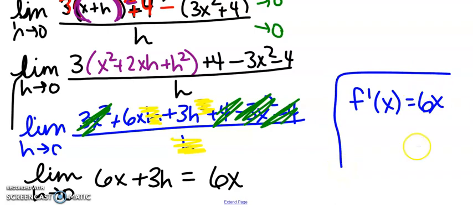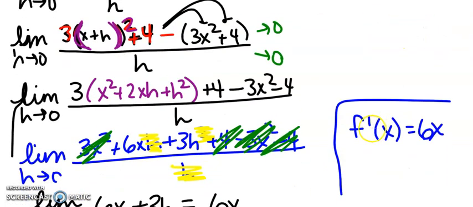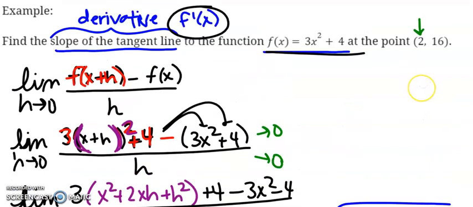I didn't want the derivative anywhere. I wanted to find the derivative, the slope of the tangent line, specifically at 2. So I'm going to plug in 2 to say, hey, what's going on at 2? Well, f prime of 2 will be equal to 12. And the slope of our tangent line at the point (2, 16) is 12, which in calculus we would say f prime of 2 is 12.